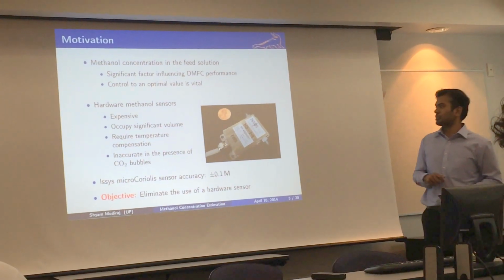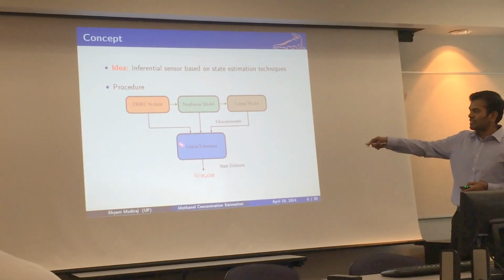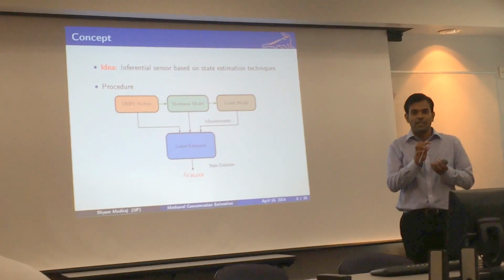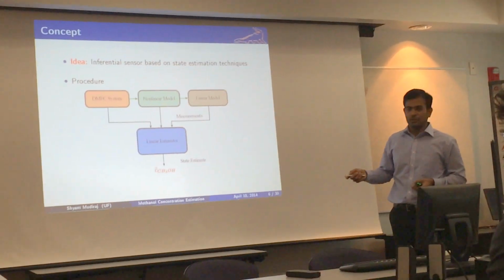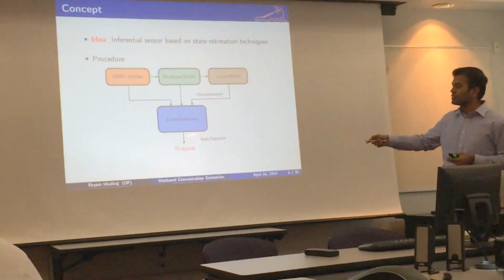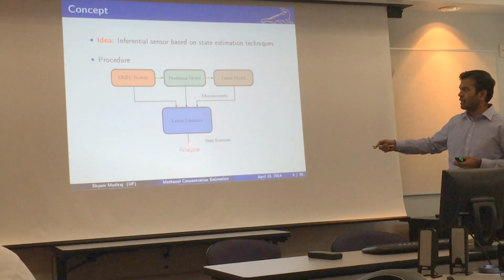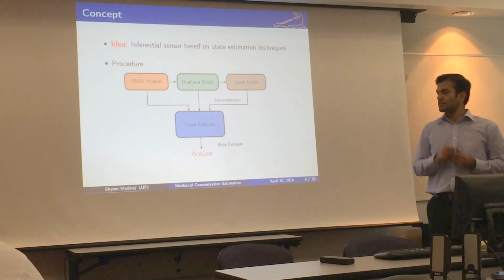And we have a solution. And the solution is this blue box. Now this is an inferential, or a soft sensor, that can predict the concentration of methanol given some measurements. So the way it works is it takes measurements from the actual system and it produces the estimate of the concentration. Now the development and design of this estimator is a three-step process.